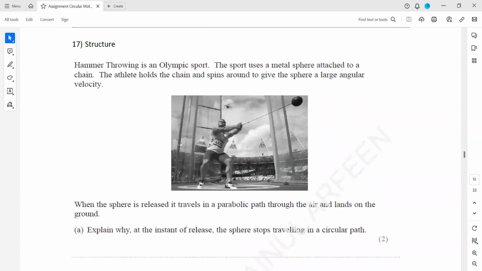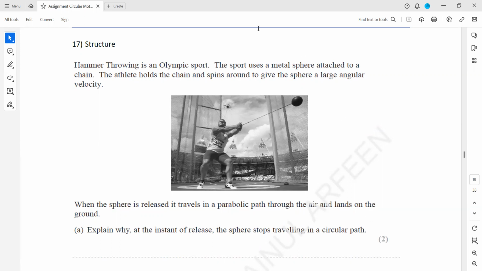In question 17, hammer throwing is an Olympic sport. The sport uses a metal sphere which is attached to a chain. An athlete holds the chain and spins around to give the sphere a large angular velocity. As you can see here, when the sphere is released, it travels in a parabolic path through the air and lands on the ground. Explain why, at the instant of release, the sphere stops traveling in a circular path.